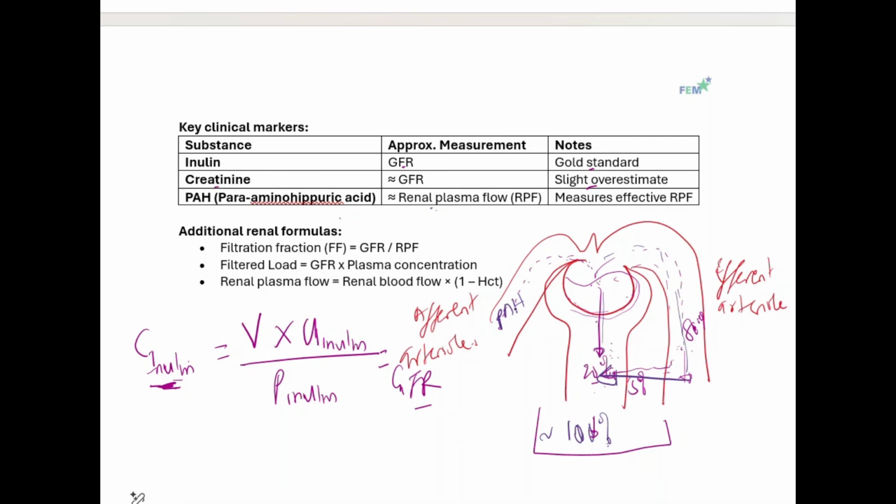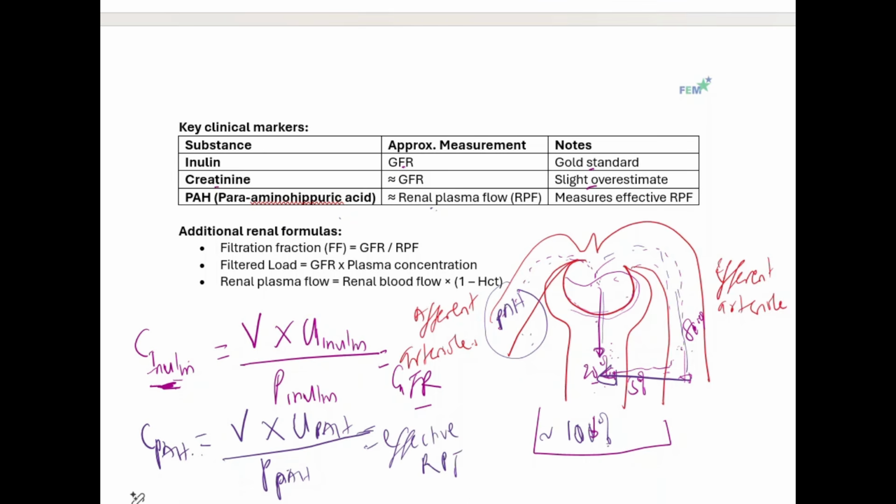So that means I can use the clearance of PAH to evaluate the renal plasma flow. The clearance of PAH is equal to the urine flow rate multiplied by the urine concentration of PAH divided by the plasma concentration of PAH. And we can assume that this is equal to the effective renal plasma flow. The reason we say effective is that the secretion will never be quite 80%, so there might still be some left there.